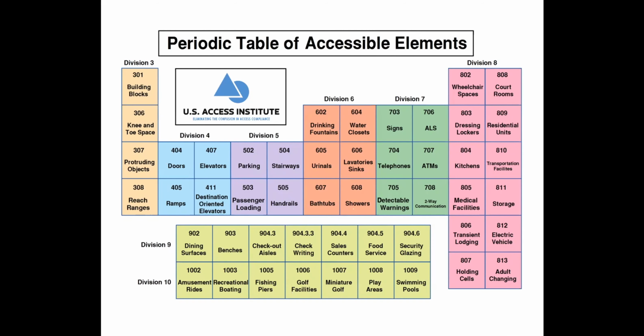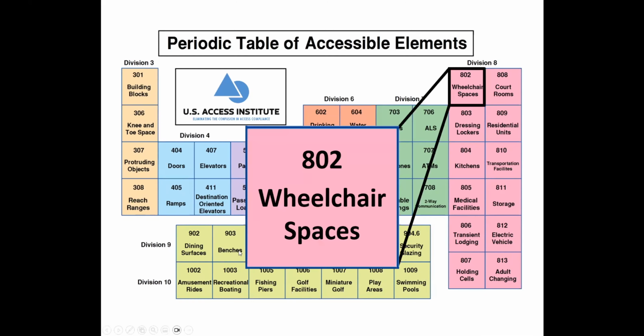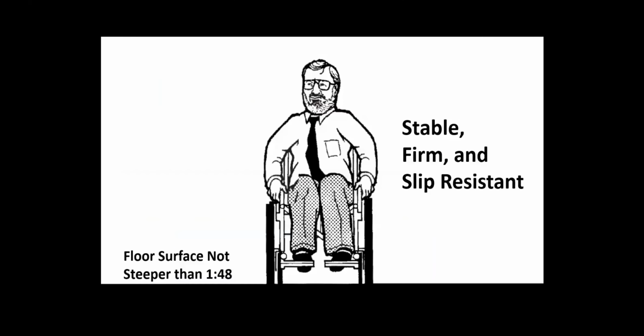Okay, here we go. First, we start with the periodic table of accessible elements. It's not a real table in the Access standard sense of things, but hey, we want to make access fun. We start in the 2010 ADA standards as we always do. Next, we look at section 802, and that covers wheelchair spaces.